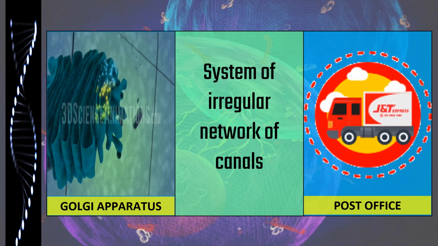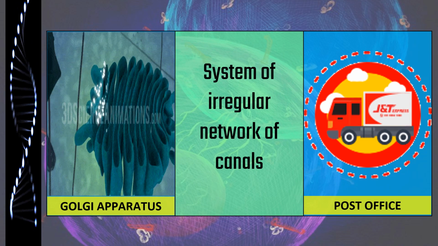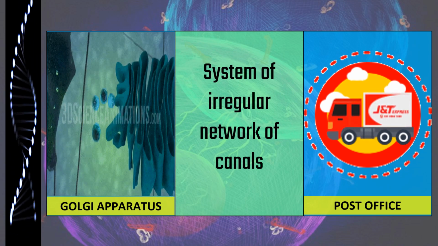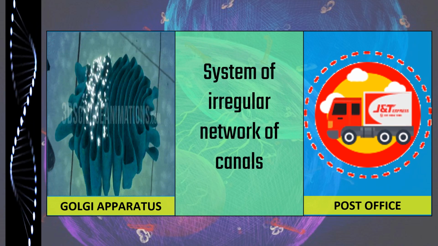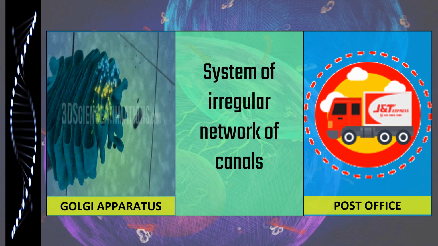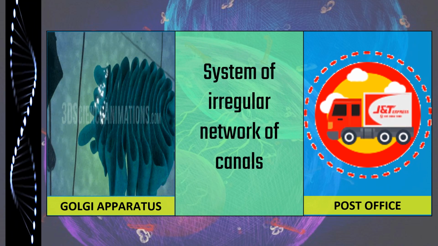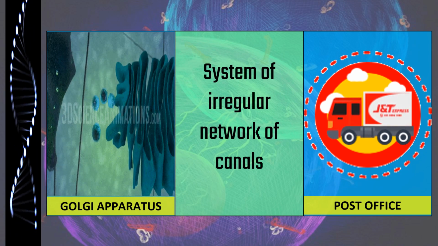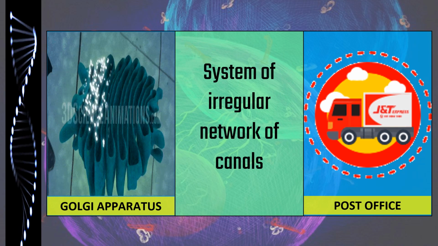Also, its enzymes manufacture and attach carbohydrates to proteins or lipids, and function actively in the synthesis and packaging of various chemical products of the cell. Prokaryotic cells do not have a Golgi apparatus, while eukaryotic cells have.